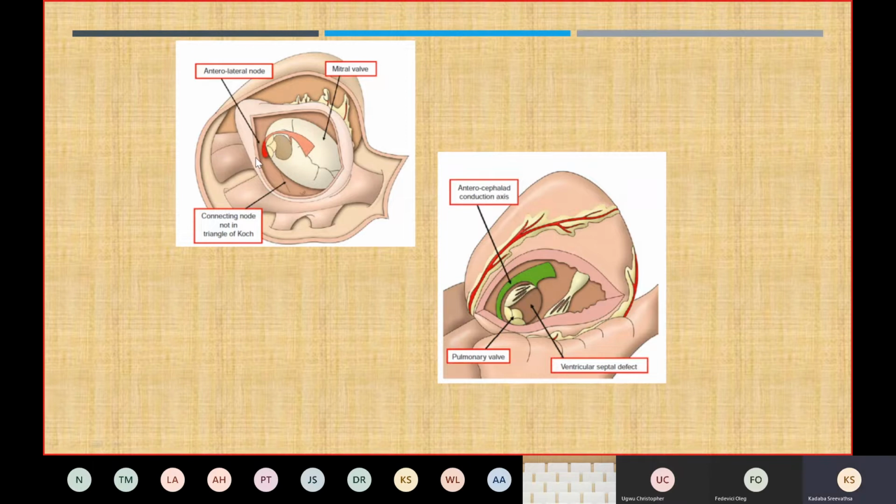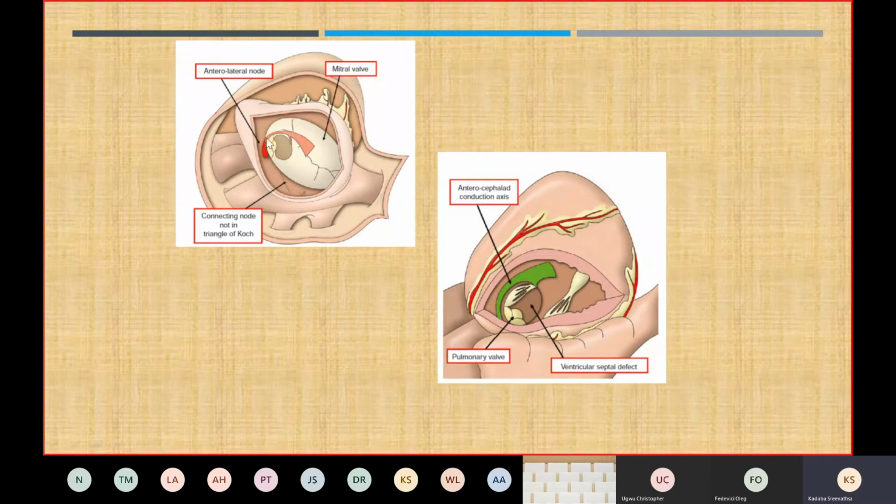Here we can see another representation of the same AV node. This is the more anteriorly situated AV node. We see that this is the triangle of Koch, which is bordered by the tricuspid valve, in this case the mitral valve, the coronary sinus, and the tendon of Todaro. There is no AV node here, or rather not represented. It may be present. It does not make connection with the bundle or does not pierce the septum here.